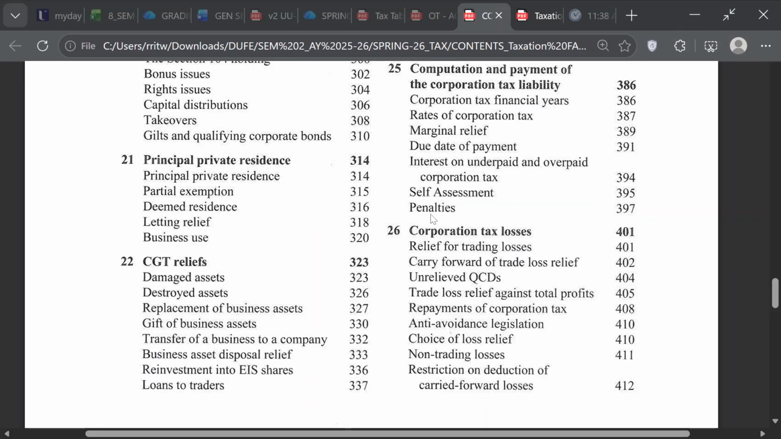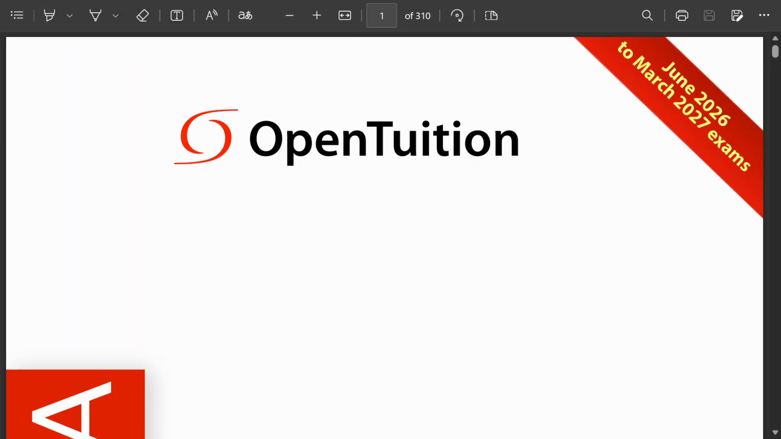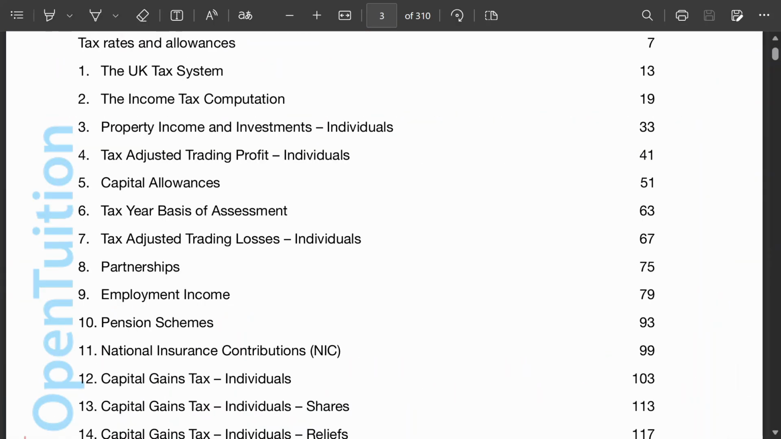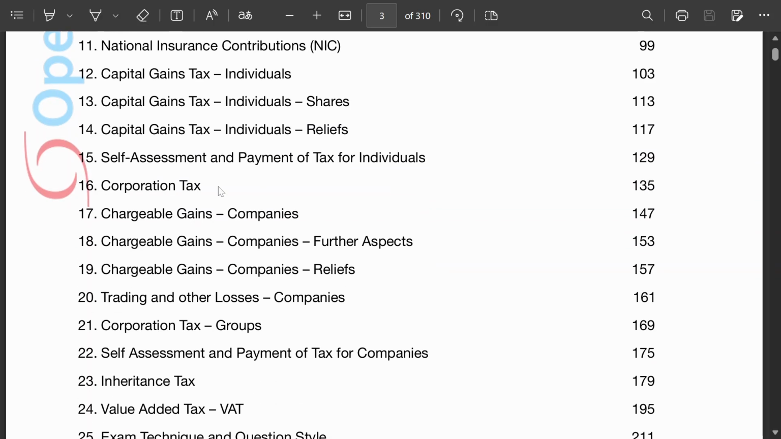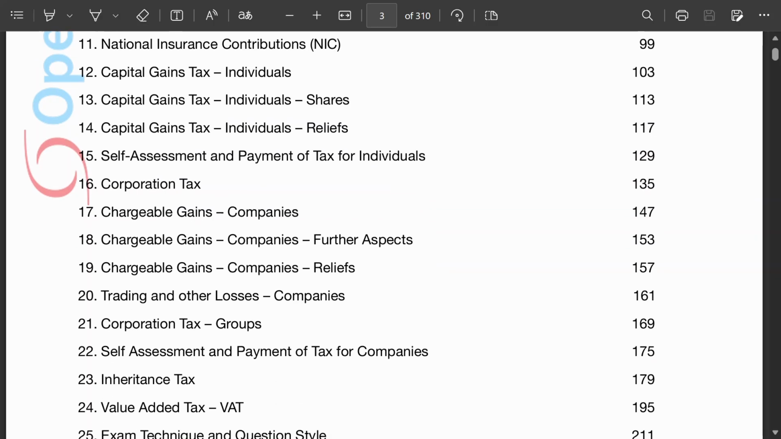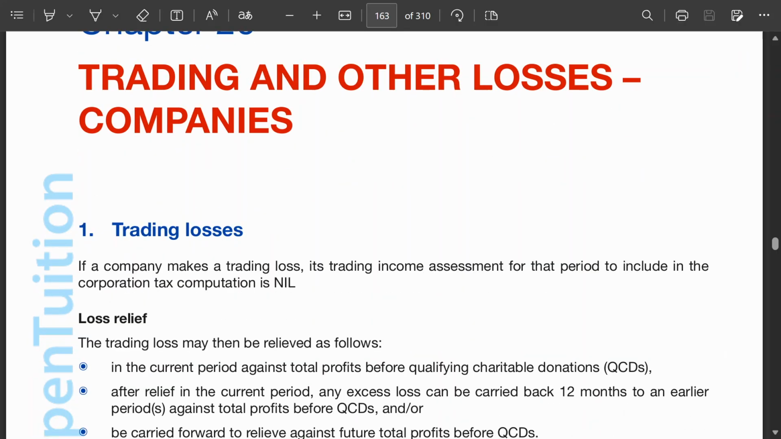Maybe we can try to look at corporation. Let's look at where their information is. Corporation tax, chargeable gain. So they only have a little bit of information. Self-assessment on payment of tax for companies. We're talking about carry forward of losses. So maybe it's in 135. And then there's, okay, we got this, 161. Okay, so 161 here means it's an offset of 2, so 163. So let's see if there's any information here.